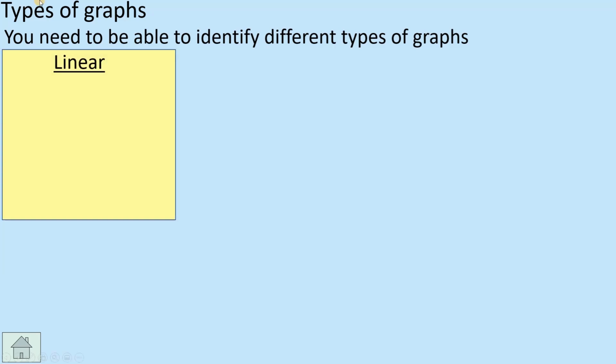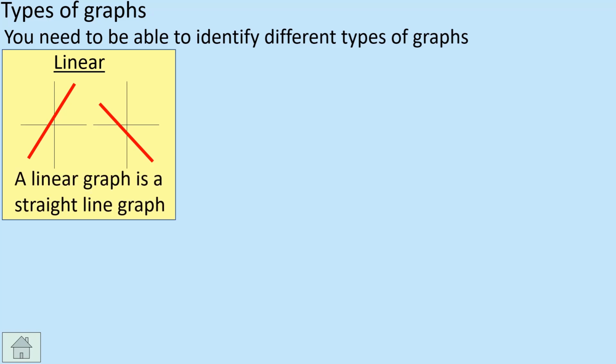Now, linear is one I've already mentioned. Linear is essentially a straight line graph. All right, and there's clues in the word because it says line. So it would either go straight up or straight down, or it could be horizontal or it could be vertical. It doesn't really matter as long as it's a straight line. So linear is a straight line.